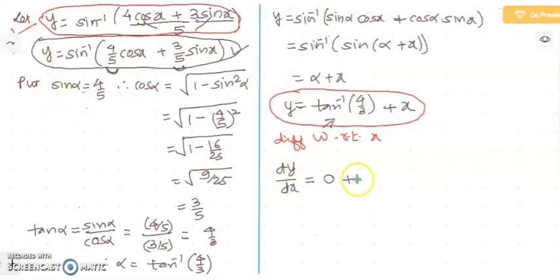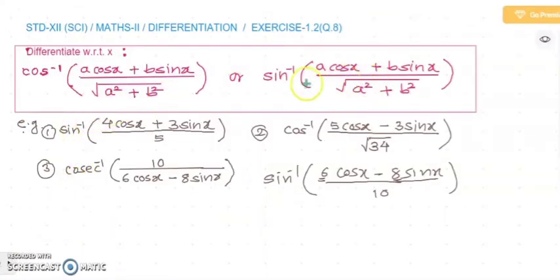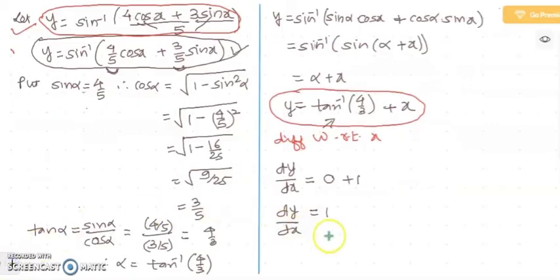So come to this point now, plus 1, and therefore dy by dx is equal to 1. Normally, the derivatives of such expressions, means the expressions of this type, which we have seen, their derivative is either plus 1 or minus 1. So what we found in this example was 1. dy by dx is equal to 1.